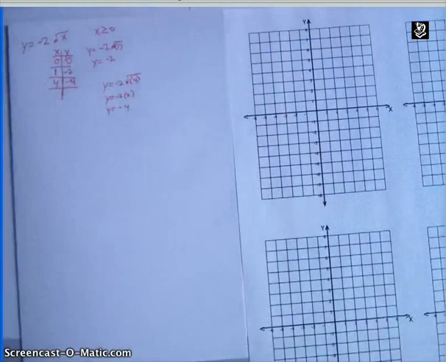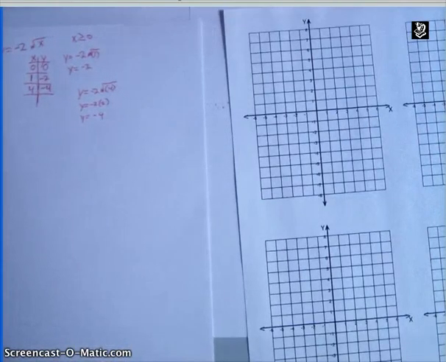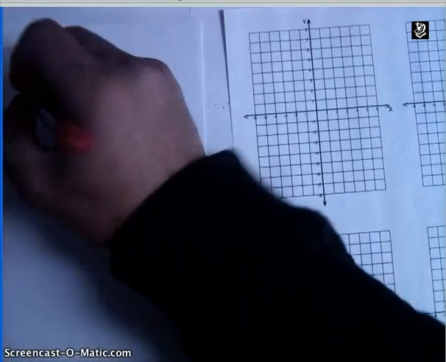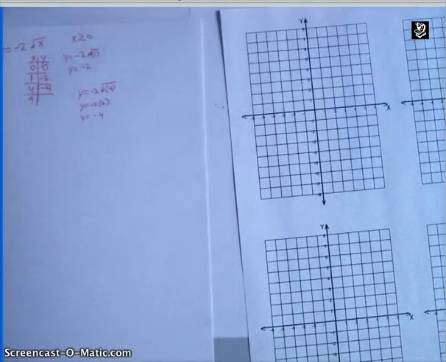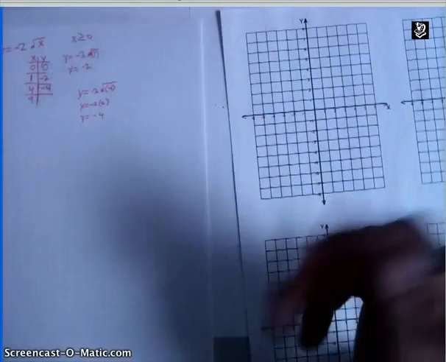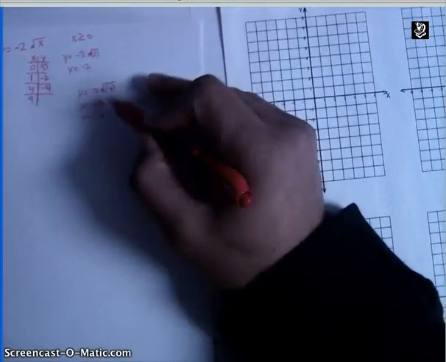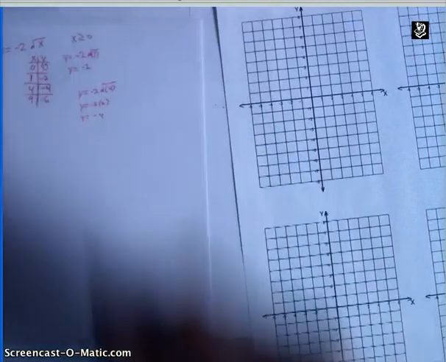All right, now we have 3 points we can use. We could use 9 too. Let's go ahead and do 9, just to get another point. I'm not going to show the work here, I'm just going to do it. If you plug in 9, you get 3, and then 3 times -2 is -6.